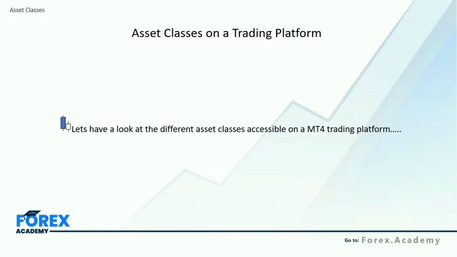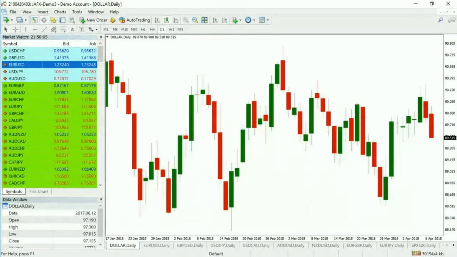So just to conclude this webinar, let's have a look at asset classes on a trading platform. So we're going to have a look at a MetaTrader 4 platform. So I shall get this up on screen right now. And what I want to draw your attention to is just on the right-hand side of the screen. And in blue here, we can see your major currencies, and these are your dollar-related trades.